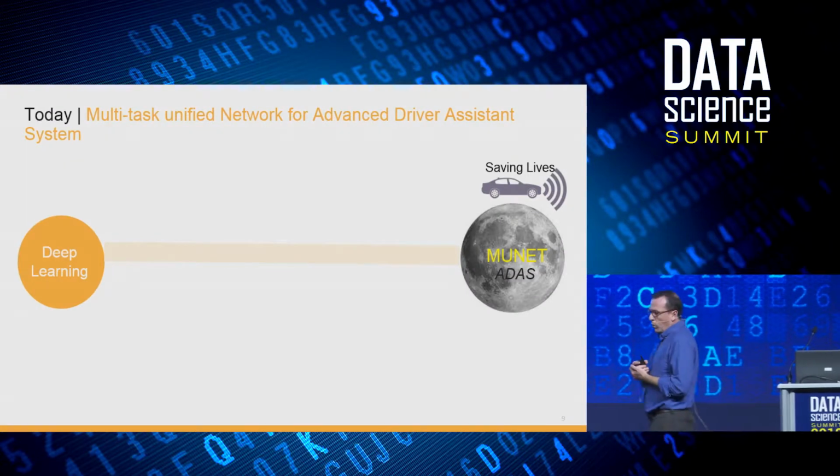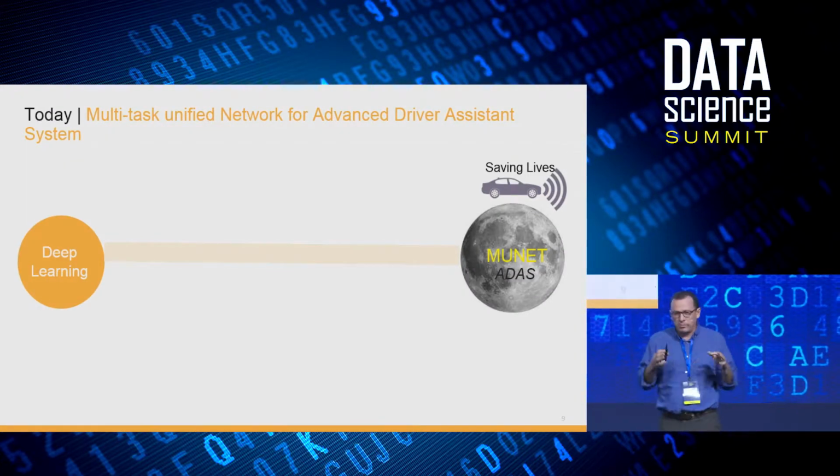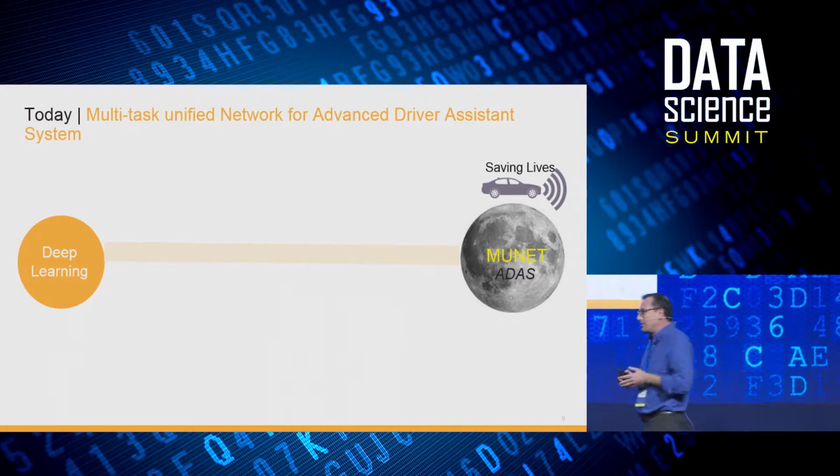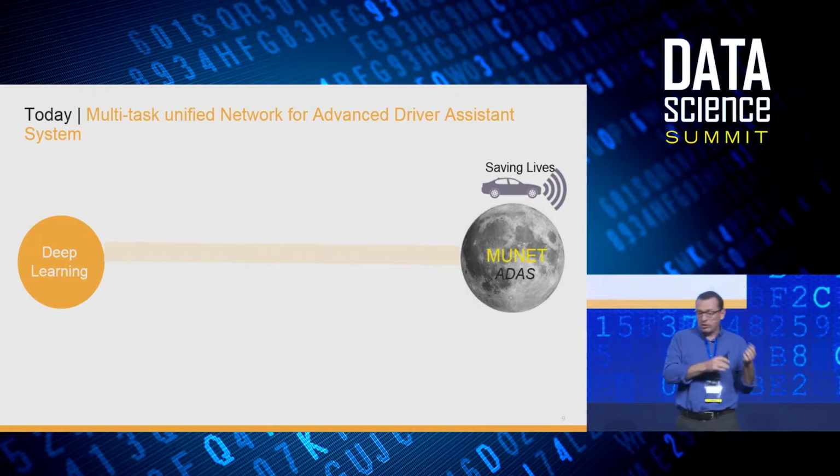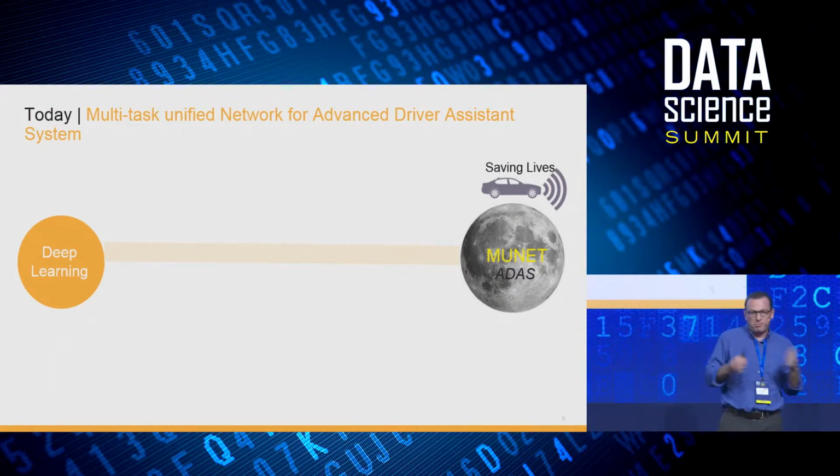All right. What I'm going to talk about in this talk is share with you some of the insights we learned about how you build deep learning networks that can run efficiently on your mobile and provide all these driver assistant warnings. We call our network MUNET, which stands for Multitask Unified Network. And we're going to explain why it is multitask unified and why those things are important.